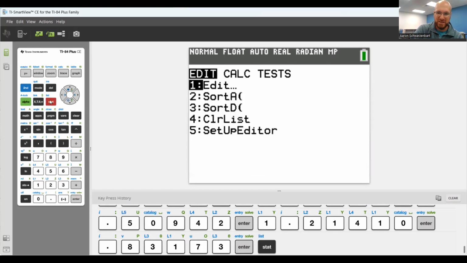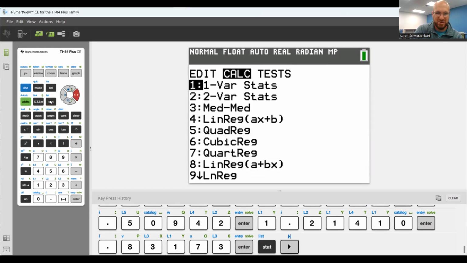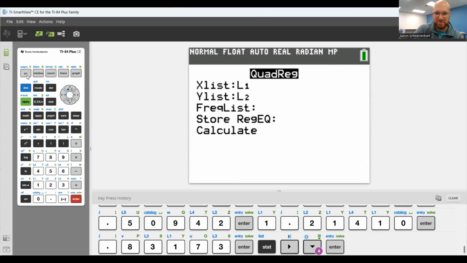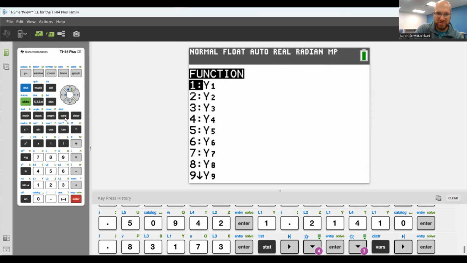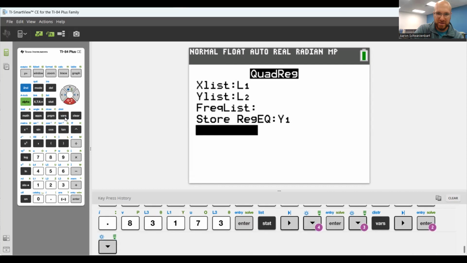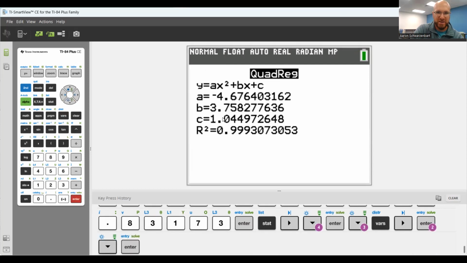So to get this, I'm going to go stat calc. I can see from the book that it looks like a parabola, so I'm going to go down to quadratic regression. I'll store my RegEQ again, just like I did before. Vars, Y-Vars, Function, Y1. I'll go down to calculate. It does not give me an r, but it gives me an r squared, which is very close to 1. This fits the model really well.